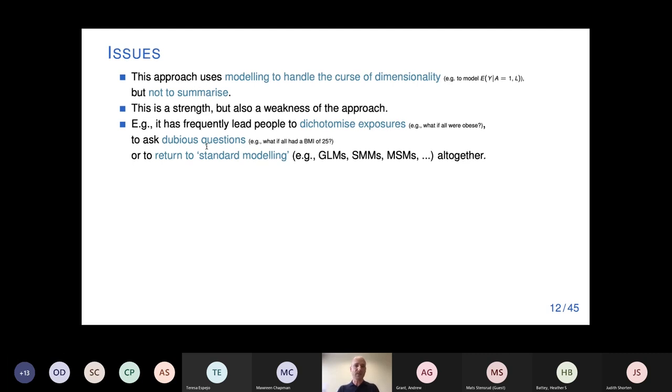And as the analysis gets more complicated, for instance, because of dealing with continuous exposures or time varying exposures, it's very common to eventually return to standard modeling. And this is what happens, for instance, in the context of so-called marginal structural models, which are very popular in causal inference today.